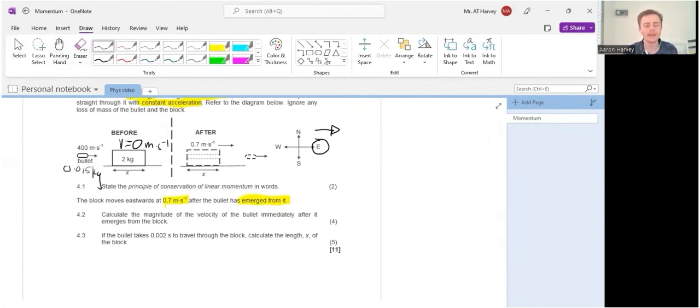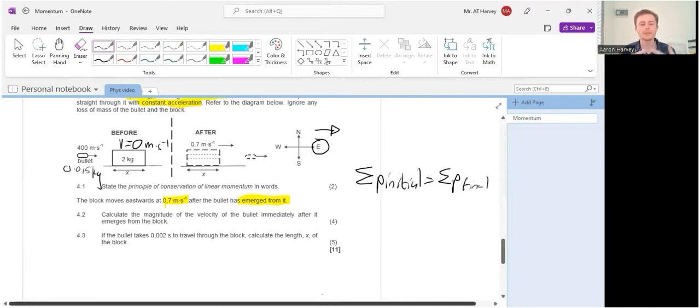Remember that the people who set your tests and exams set them out in a certain way so that they guide your thinking. So in the previous question, they asked you for the principle of conservation of linear momentum. If they've asked you that in the previous question, you are most likely going to have to use that principle here. And what does that principle say in a formula? It is that our sum of momentum initial is equal to our sum of momentum final.